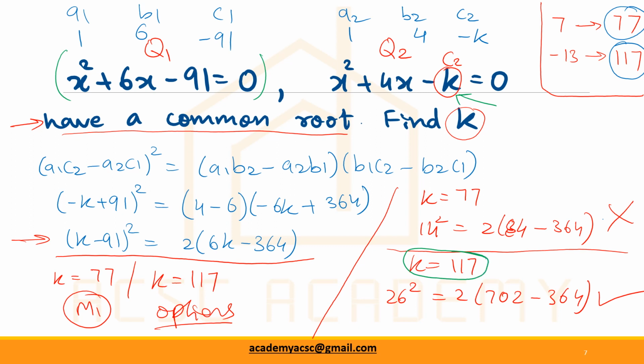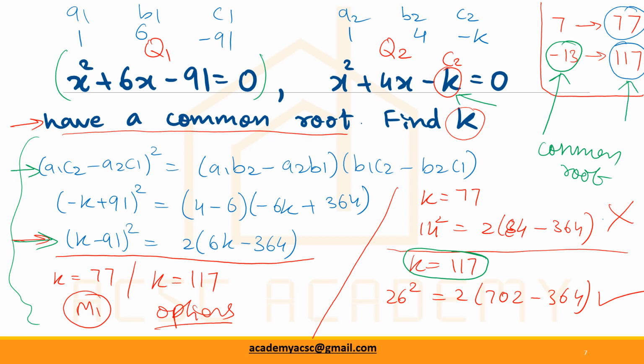And from where do we get that? By taking minus 13 as the common root. So by using method M2, this was not that much lengthy. We just applied this relation and we got a quadratic in which we substituted all the options that we had, and only one of them turned out to be satisfying it. And what was that? K equal to 117, which corresponds to minus 13 being the common root for the two equations. So this is how we can solve such problems.